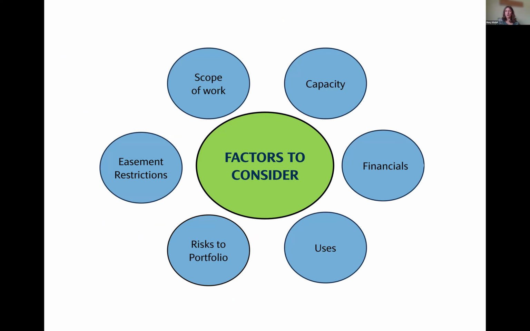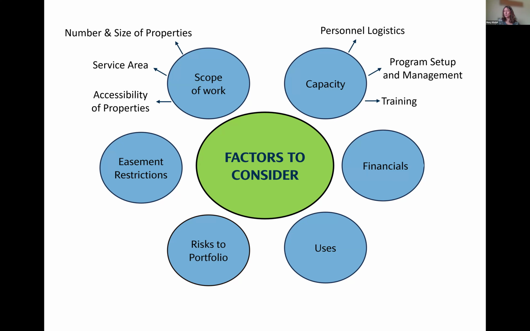Okay, so you're all here because you are considering having an aerial monitoring program or you already have one. There is a lot to think about if you are setting up a program like this. You need to think about your scope of work. How many properties and how big are your properties? How large is your service area? How accessible are your properties? This is a big one for an organization like NCLC, for example. And capacity. Who is looking at your properties and what's it going to take to manage this monitoring? And do you have the capacity to train everybody?